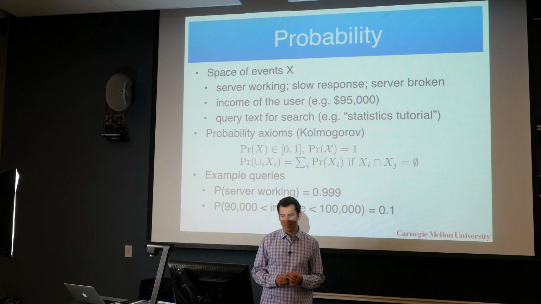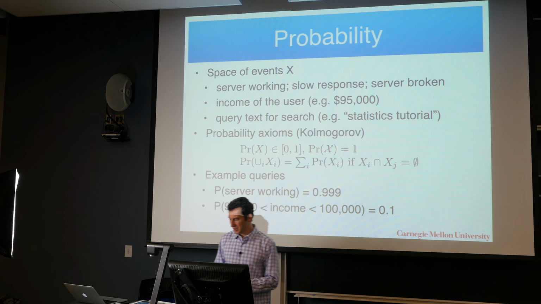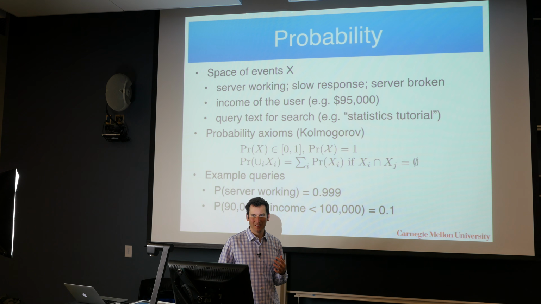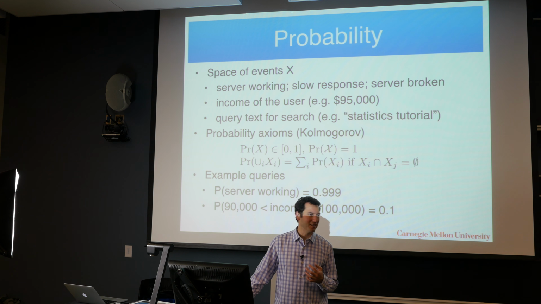Quick question, why does it not make a lot of sense to ask what is the probability of the user having $90,001? Why do you think this is a bad idea?